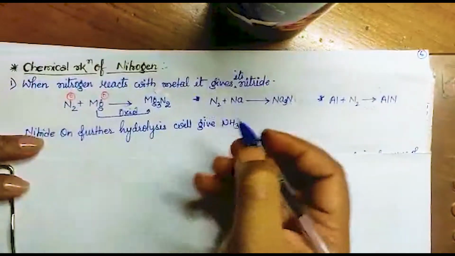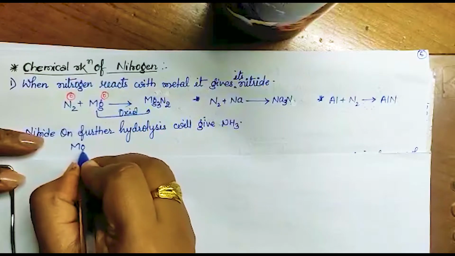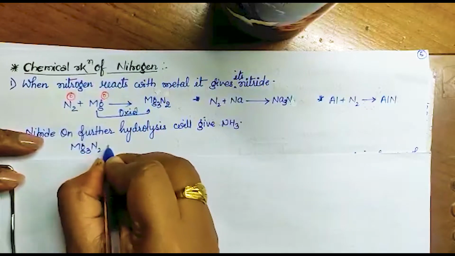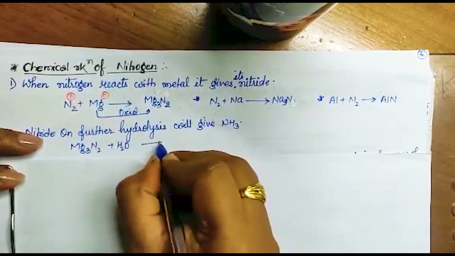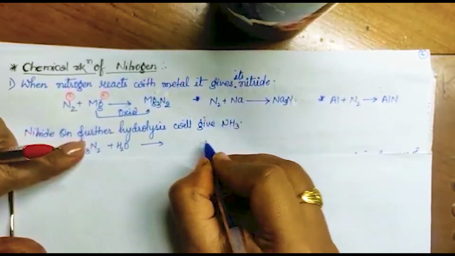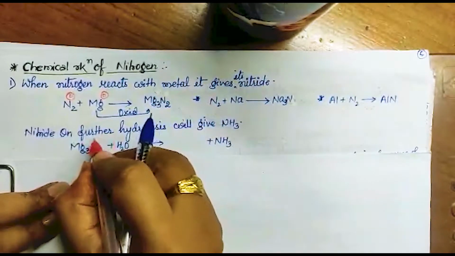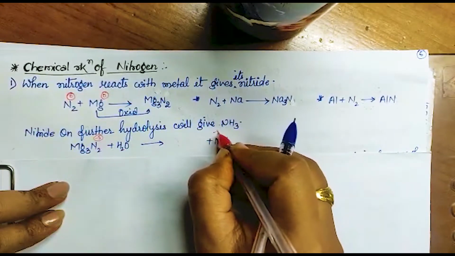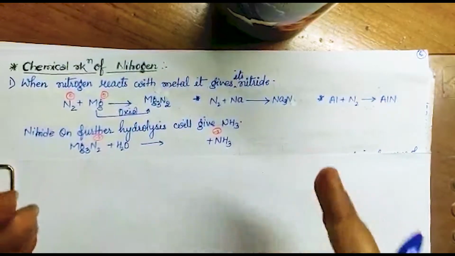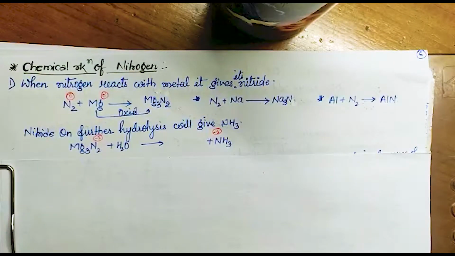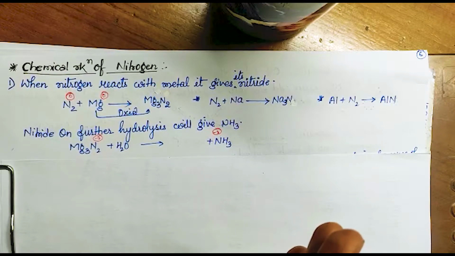If I am writing Mg3N2 and it is undergoing hydrolysis, obviously this nitrogen is going to form ammonia, where there is no change in oxidation state. Here it is -3 and here it is also -3. So if there is no change in the oxidation state of nitrogen, obviously magnesium will not change any oxidation state, because I told you either both oxidation and reduction should be there in the reaction, or no oxidation reduction should be there.